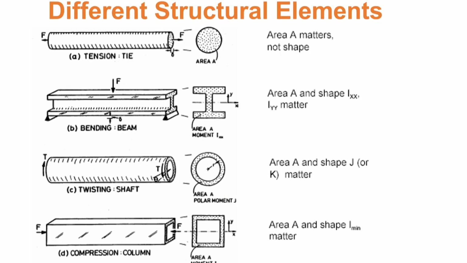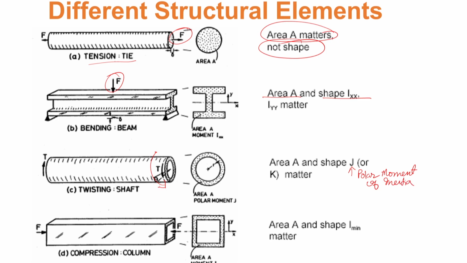Now, you look at the tension member tie, as I told you that area A matters here, but not the shape against the tensile load. This is subjected to tensile load. But if I consider bending of the beam, then both area and shape, particularly Ixx, Iyy, both the bending moments would matter. If I consider torsion, okay, so there is something which is twisting the system. So, against the torsion, area and the shape in terms of the polar moment of inertia. So, this is actually polar moment of inertia. So, this would definitely matter.